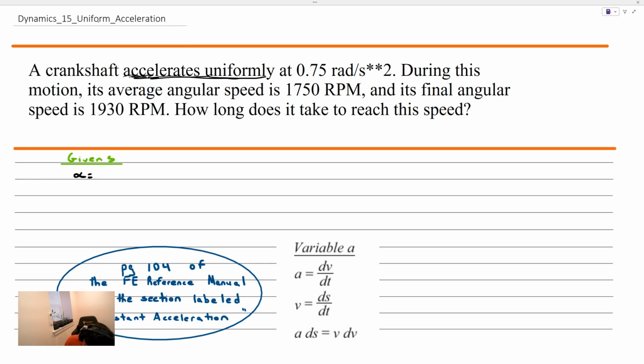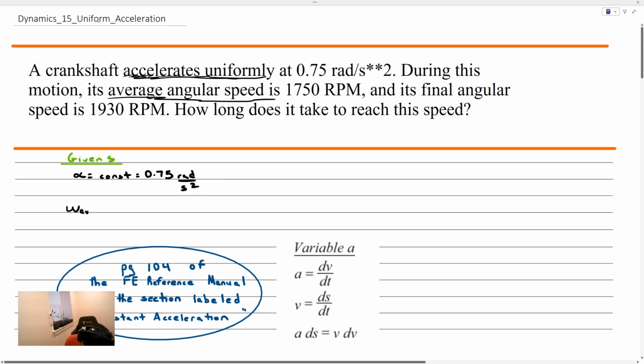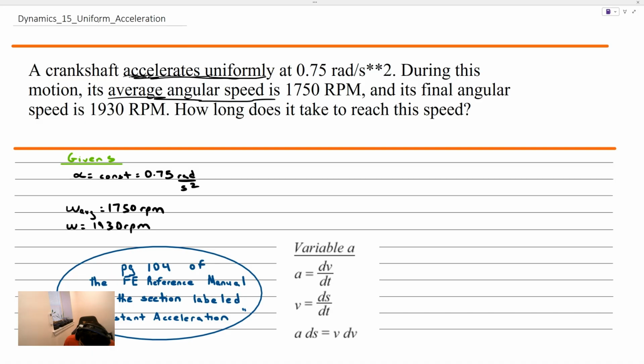It says accelerates uniformly, so we know that's a constant value, and we know that's a constant value of 3/4 of a radian per second squared. During this motion, its average angular speed, that's the angular speed omega, is equal to, and that's the average, 1750 RPM, rotations per minute. Its final angular speed, the final speed that it reaches, is equal to 1930 RPM. How long does it take to reach this speed?